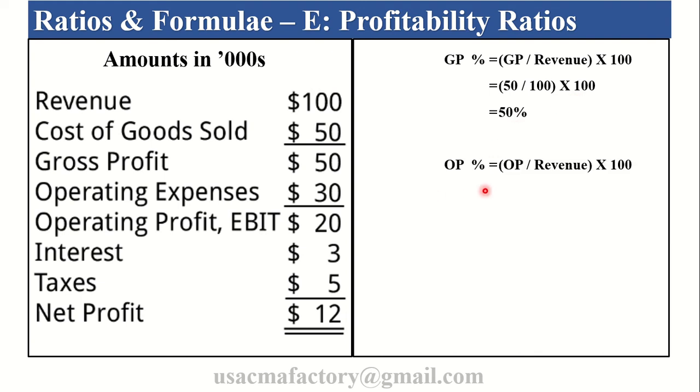Operating profit percentage is equal to operating profit divided by revenue times 100. Operating profit, also shown as EBIT, is 20, and revenue is 100, so 20 divided by 100 times 100 is 20%.